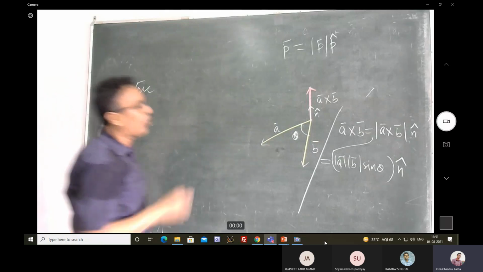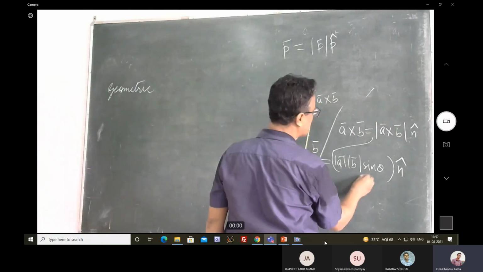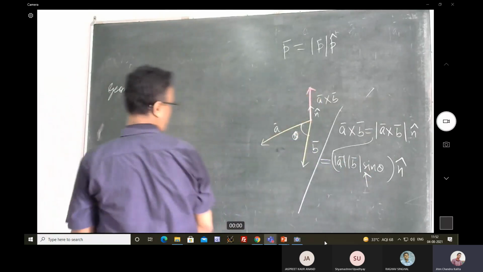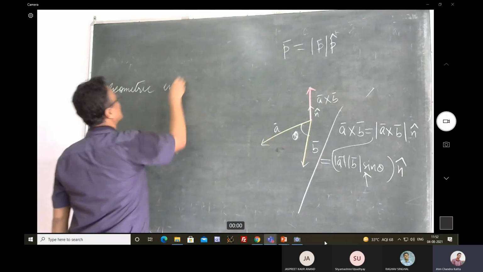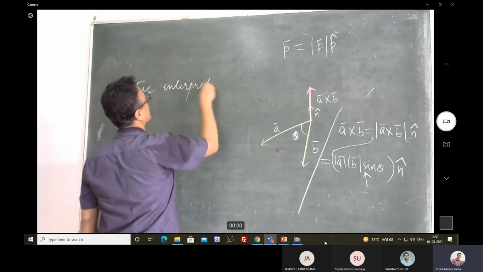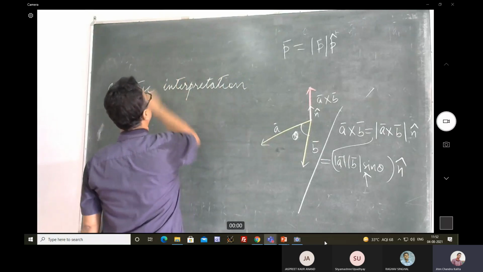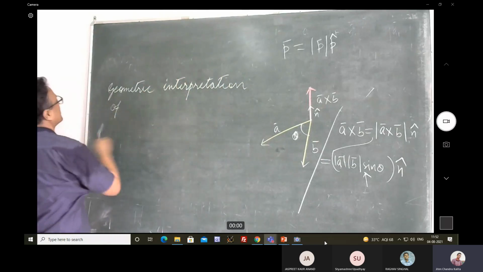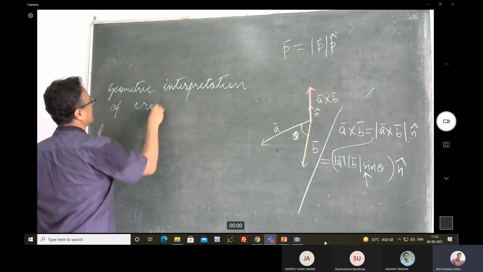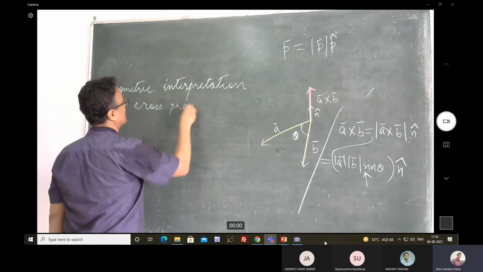So basically, the component of the cross product is given by this quantity. Okay, so the geometric interpretation of cross product.